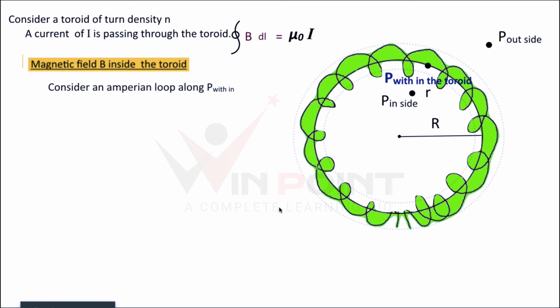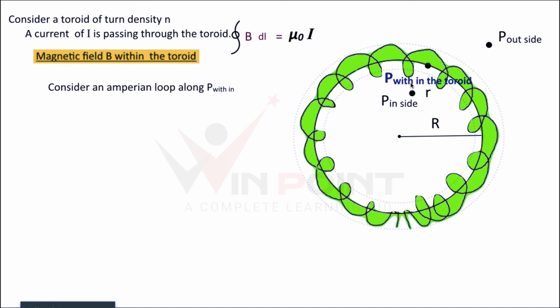Next one, magnetic field within the toroid. This is point P within the toroid. The first step is considering an Amperian loop. We are considering an Amperian loop which is exactly half of the toroid. If I consider a loop which includes the whole toroid, then the total current will be 0 because of incoming current and outgoing current. Here we are considering only the bottom, so all the current will be in the same direction. It can be minus I or plus I.